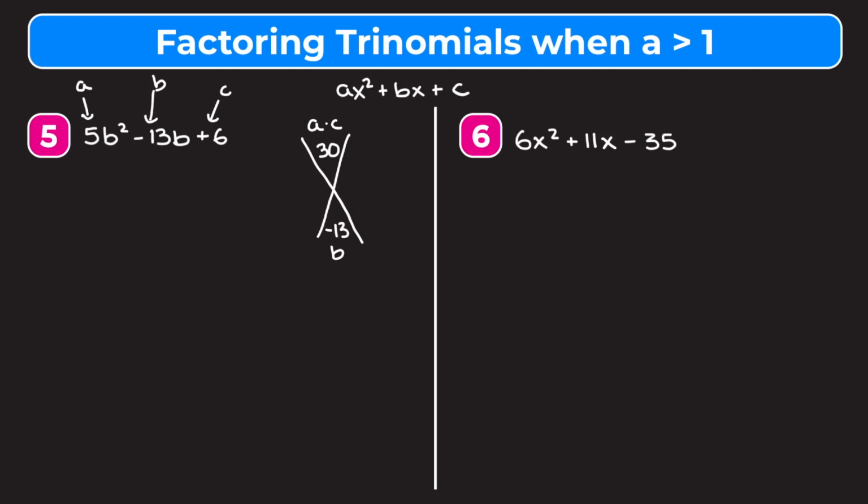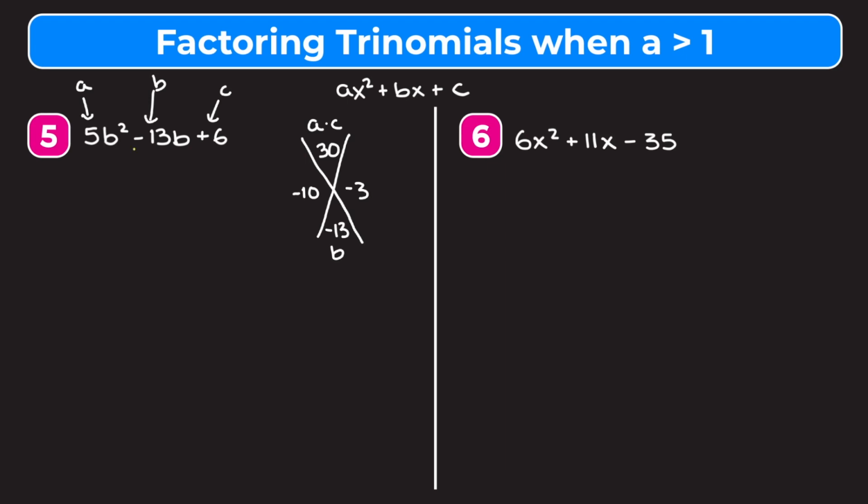So we're going to put negative 13 down here. And now we need two numbers that multiply to positive 30 that add to negative 13. And if you take a second and think about it, we should get negative 10 and negative 3, because negative 10 times negative 3 is positive 30, and negative 10 plus negative 3 is negative 13.